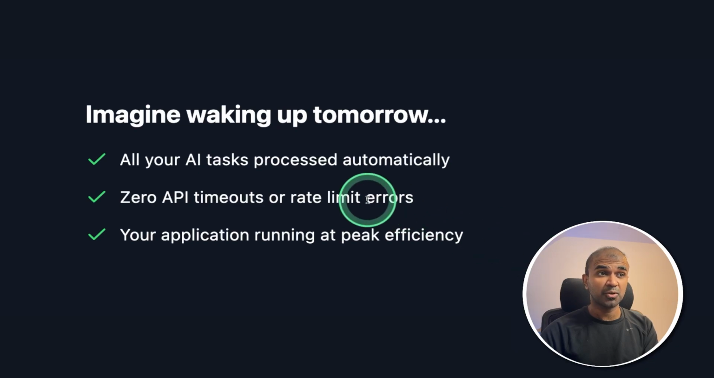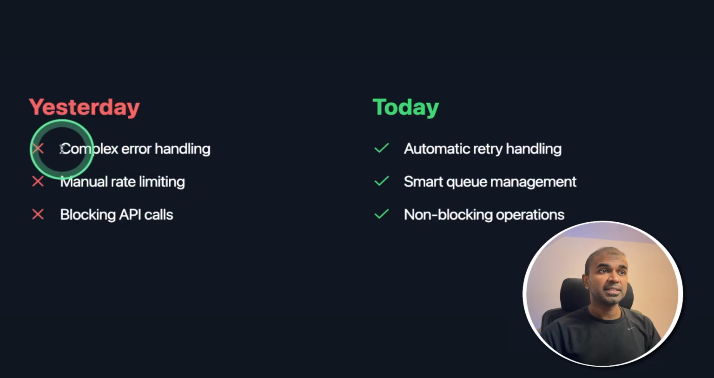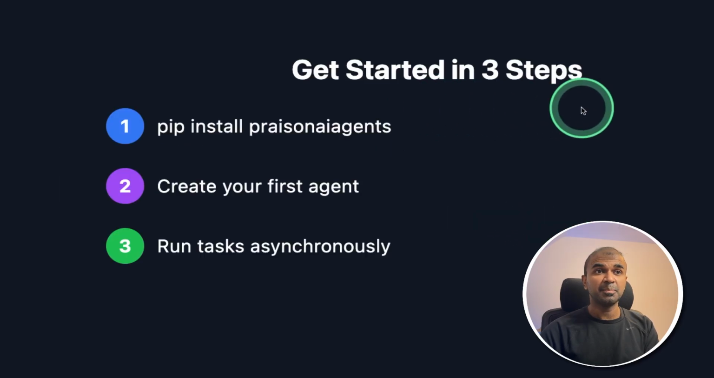Imagine waking up tomorrow, all your AI tasks processed automatically, zero API timeouts or rate limit errors, your application running at peak efficiency. Previously, it was complex error handling, manual rate limiting, and blocking API calls. But now, automatic retry handling, smart queue management, and non-blocking operations. Just three simple steps to get started. First, pip install, then create your first agent, then run tasks asynchronously.